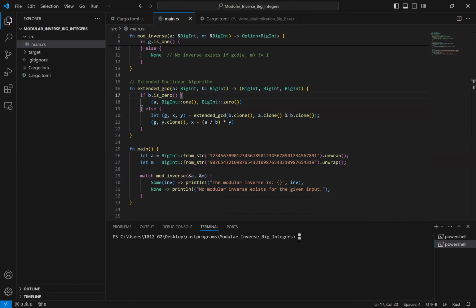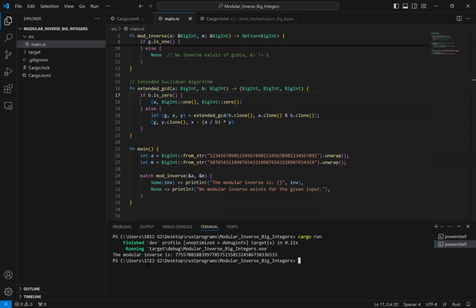Let's run this. It says the modular inverse is this. So it has given us the modular inverse for this integer. We can increase it a bit, only that sometimes it will take long. So if we discover it takes long, we stop it so that we can continue with other things.